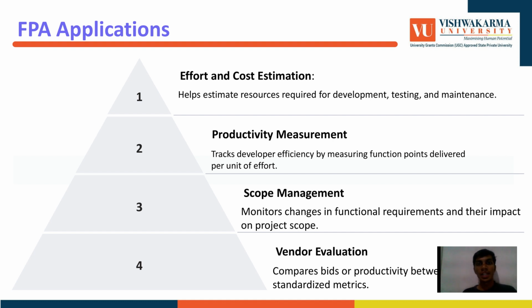So where is FPA used? Software estimation. You can estimate cost and timeline before coding starts. Outsourcing contracts. FPA is used to define deliverables clearly. Performance measurement. Companies track how many function points teams deliver each sprint or release. Change impact analysis. When adding a new feature, you can measure the increase in function points and adjust the budget accordingly. It's especially popular in large enterprise and government projects.